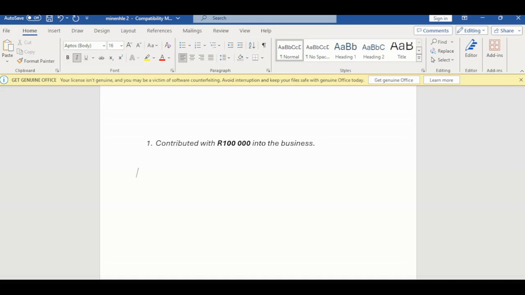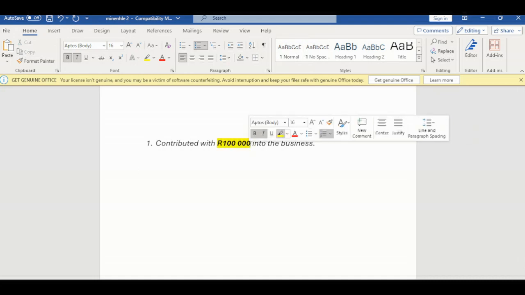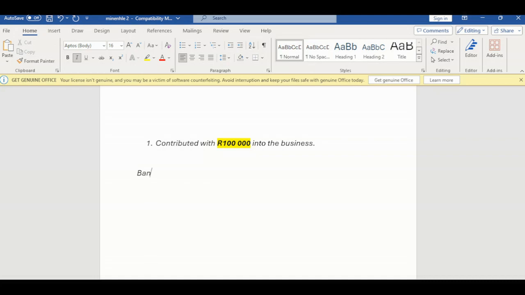So how can we analyze this transaction? Firstly, you need to identify two types of account per transaction. So we need to ask ourselves which two types of account must be affected by this transaction. Obviously the bank must be affected because the money is cash. The first one is going to be a bank, the second one is going to be a capital. Why capital? Because anything that is invested or contributed by the owner is capital.